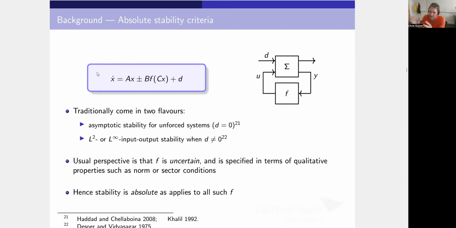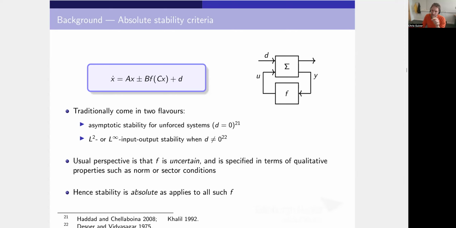So traditionally, absolute stability comes in one of two flavors. There's the unforced case, G equals 0, and then you're interested in state space properties like asymptotic stability and so on. This is in your classical control books, Haddad and Chellaboina or Khalil's Nonlinear Systems. Or, in the presence of an input term, so d non-zero, you might look at various input-output stability notions, so L2 or L infinity input-output stability.